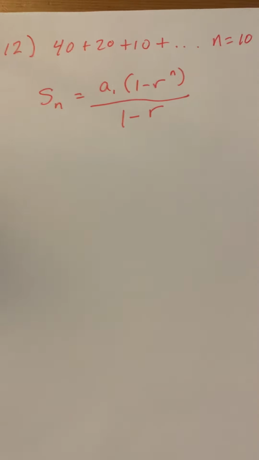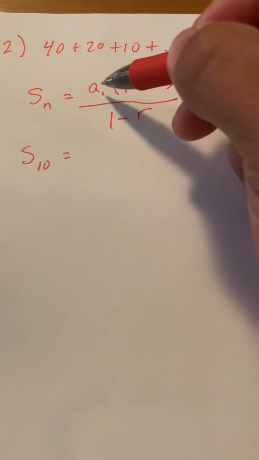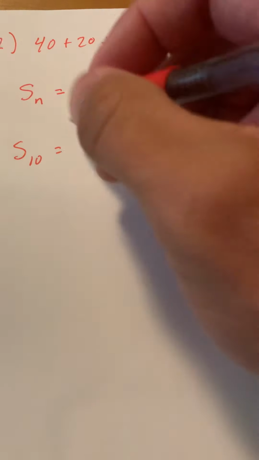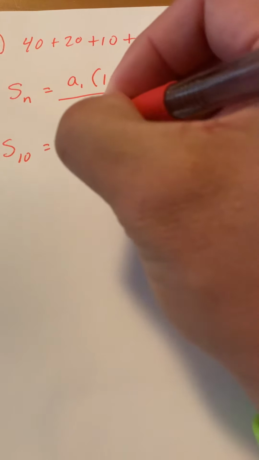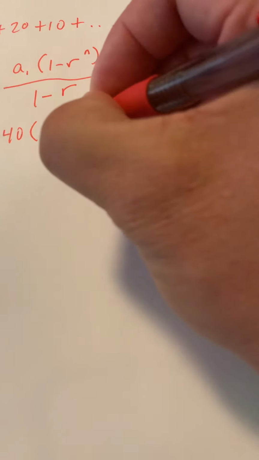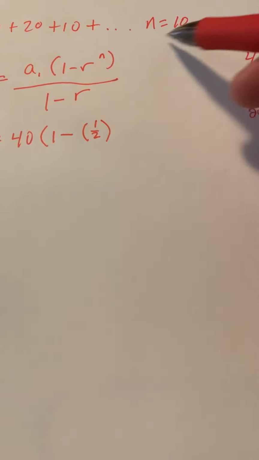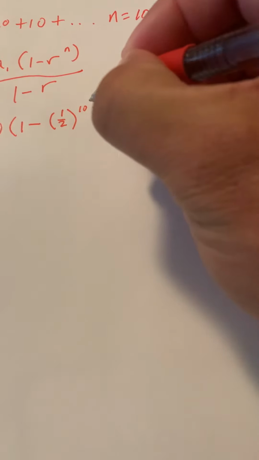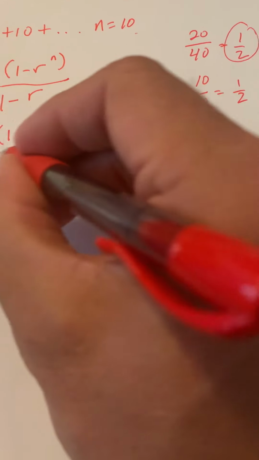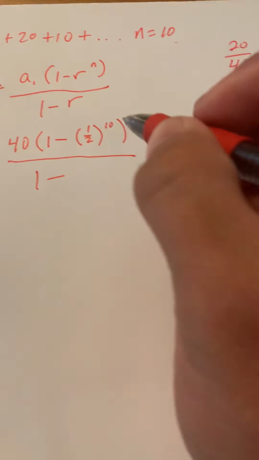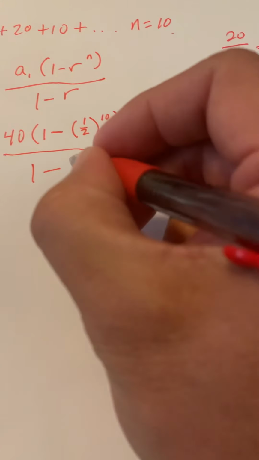So now I can actually solve this problem. I want to find S sub 10, so n is 10. My first term is 40, times 1 minus the common ratio we found, 1/2, raised to the n power, which is 10 again, all over 1 minus my common ratio, which is also 1/2.